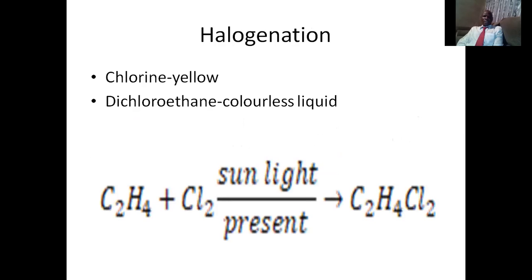The other process the alkenes undergo is halogenation. That is a typical addition of a halogen to an alkene. Here, for example, if we give an example of ethene, we can add chlorine to it in the presence of sunlight, and we are going to produce dichloroethane. Take note of this dichloroethane, which is a colorless liquid. Well, this one is the typical yellow liquid chlorine. And so this is what happens here: the chlorine is added to this compound.